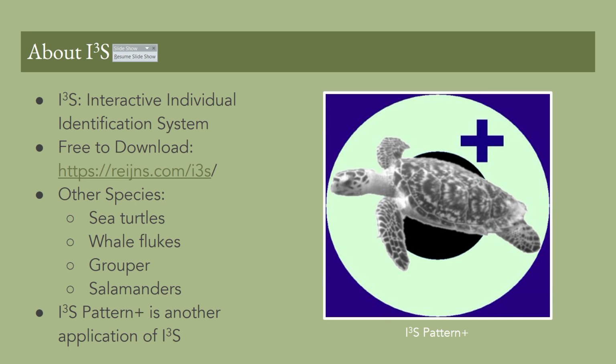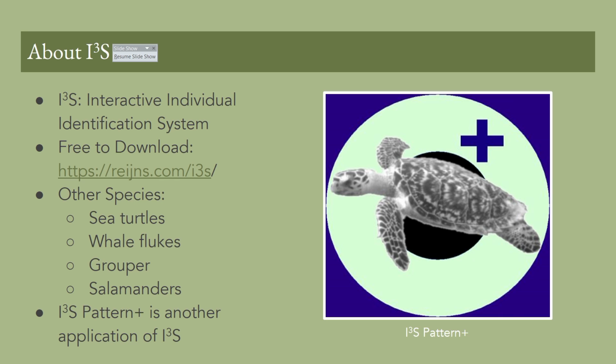So we used I3S for this project, which stands for Interactive Individual Identification System, and it's software that allows us to individually ID an animal species, which in our case is gray treefrogs. It is free to download, and it can work for many different kinds of species, so sea turtles, whale flukes, grouper, salamanders, and many more, but it's still being tested out for which species it can really be used for.